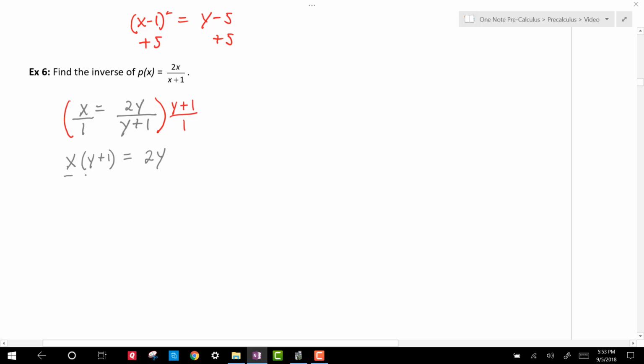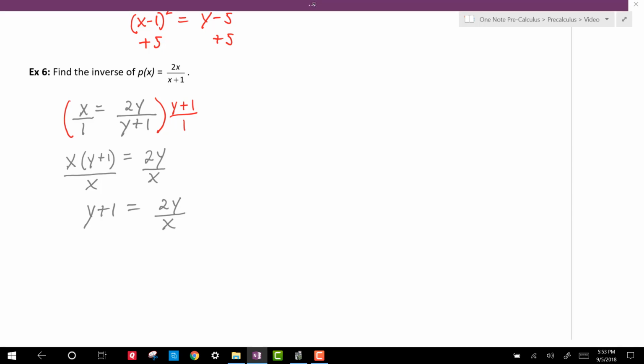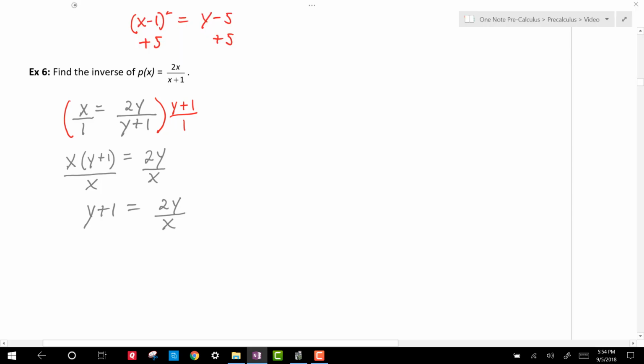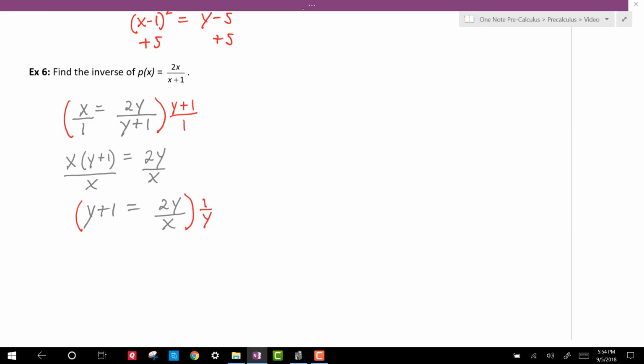If I divide both sides by x here, I'm going to have y plus 1 equals 2y over x. All right? Now, how am I going to move the y next to the 2 over to the other side? I'm going to have to divide it out. Now I can either divide both sides by y, or I can multiply both sides by 1 over y. I'm going to choose to multiply by 1 over y.